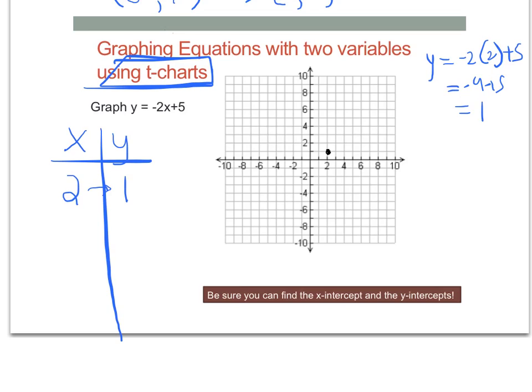Okay, so let's plot another one. I'm not going to pick a number right next to positive 2. I'm going to pick negative 2. If x is negative 2, what's y? So we go to the original equation. We put a negative 2 in place of x, and we work it out. So negative 2 times negative 2 is 4 plus 5. So 9. So that tells us that the point (-2, 9), which is up here, is also on this graph.